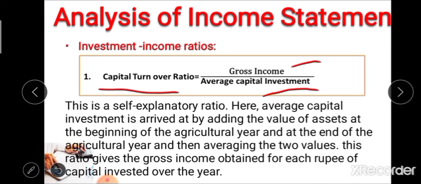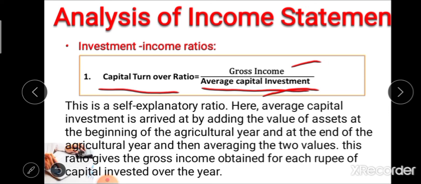And this average capital investment is calculated by adding the value of asset at the beginning of agricultural year and at the end of agricultural year, and then averaging these 2 values, we get average capital investment. And by taking the ratio of gross income and average capital investment, we get capital turnover ratio.